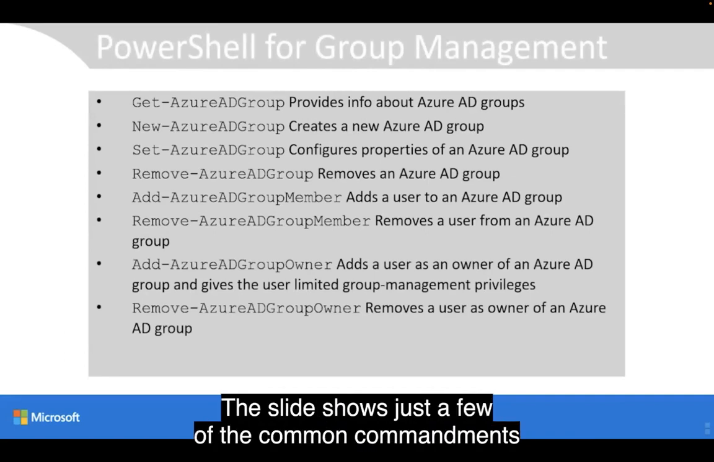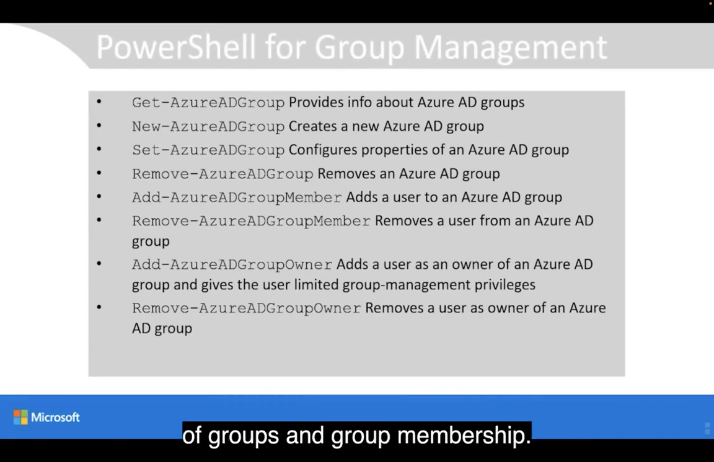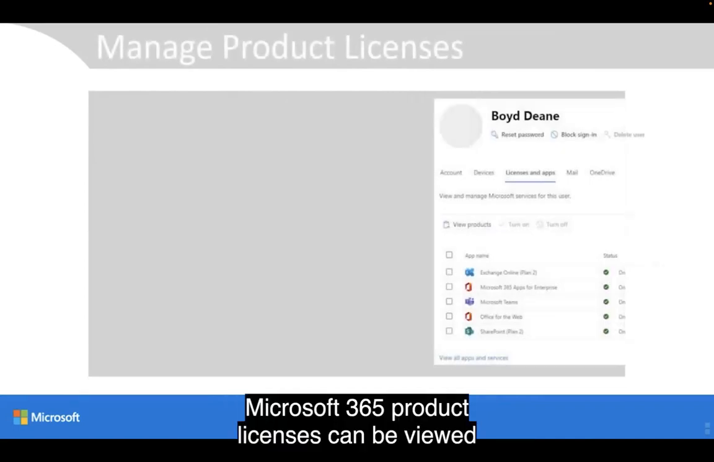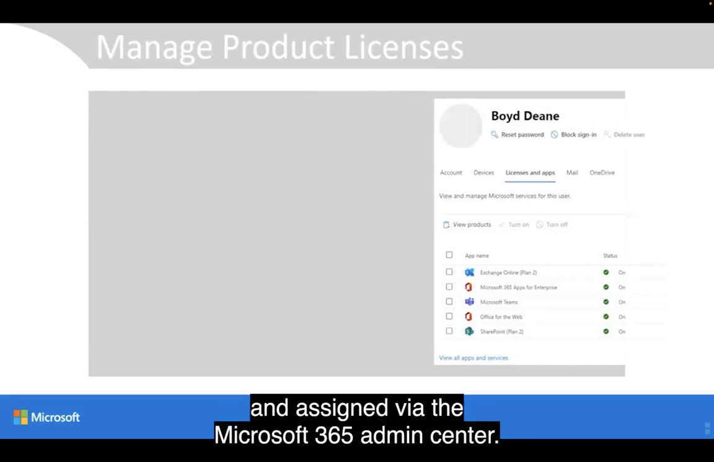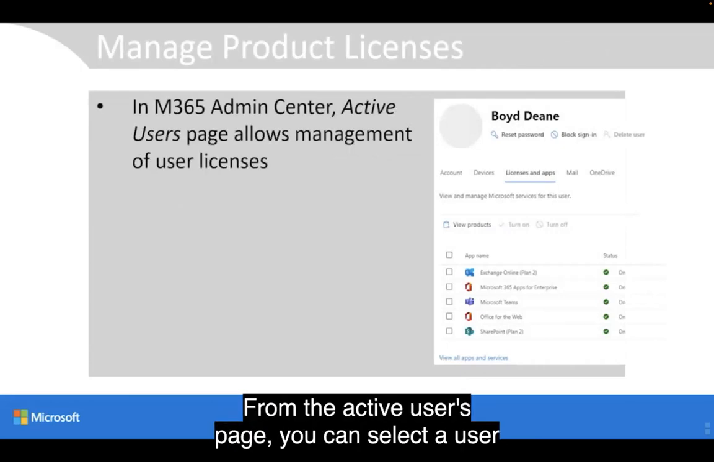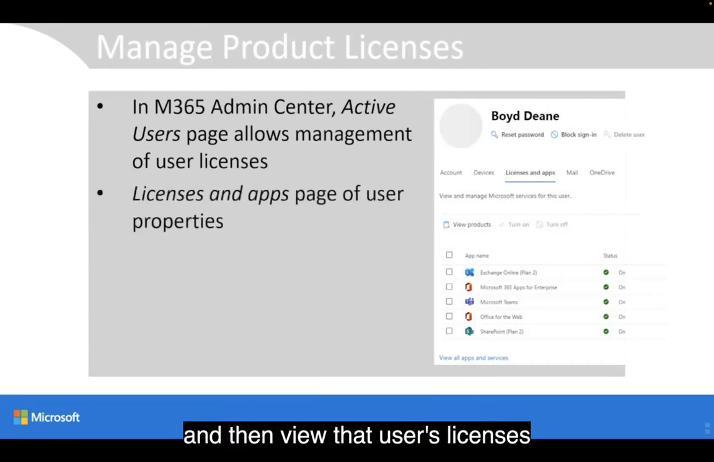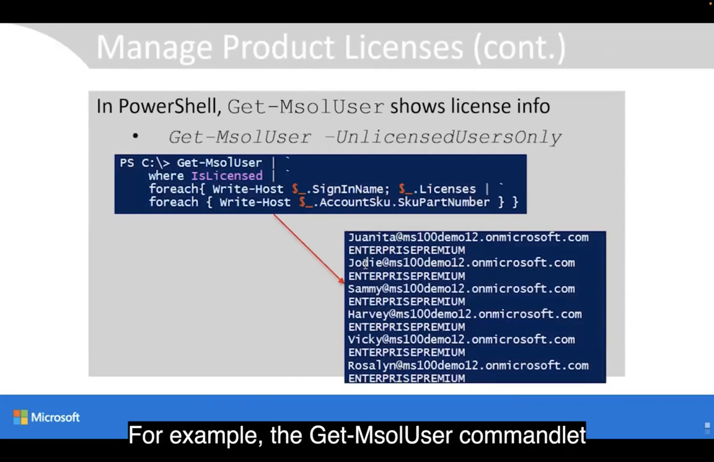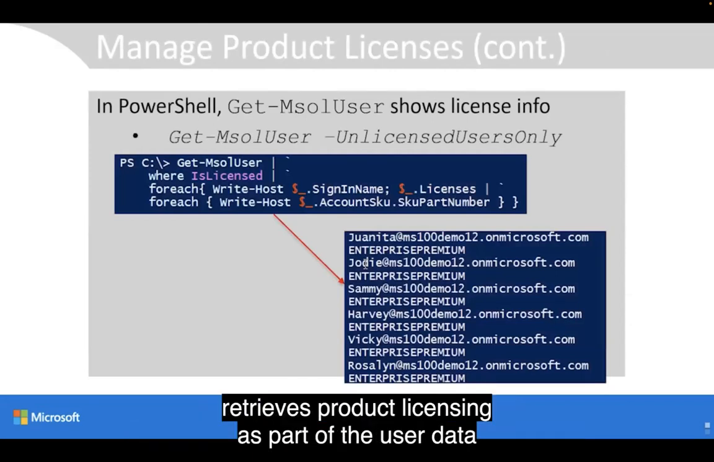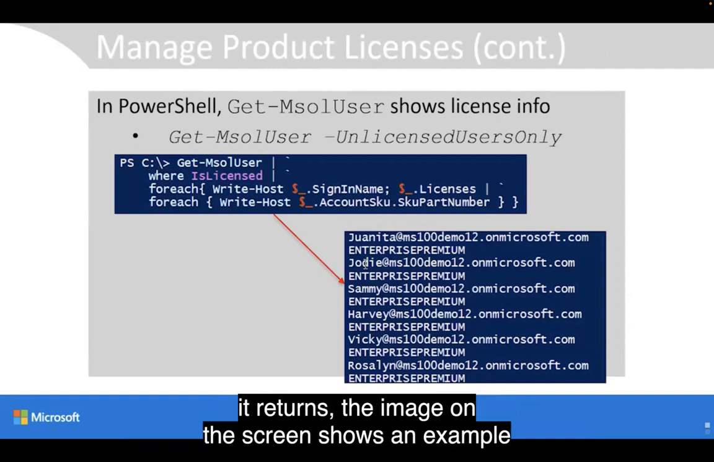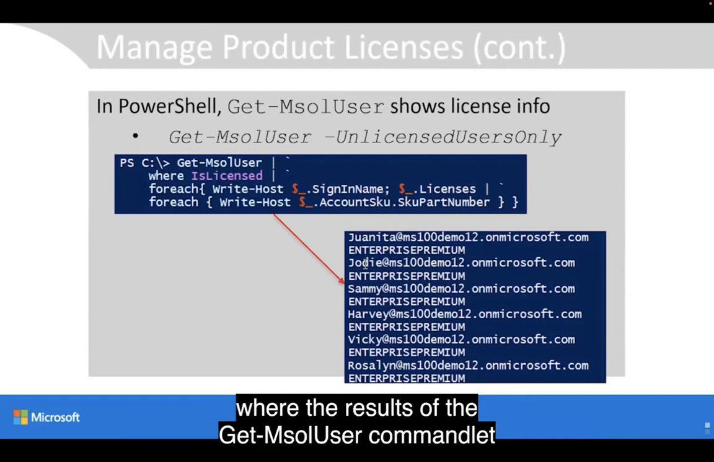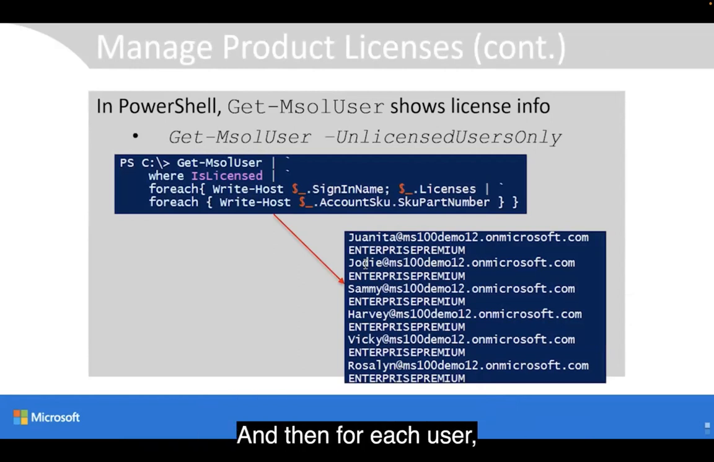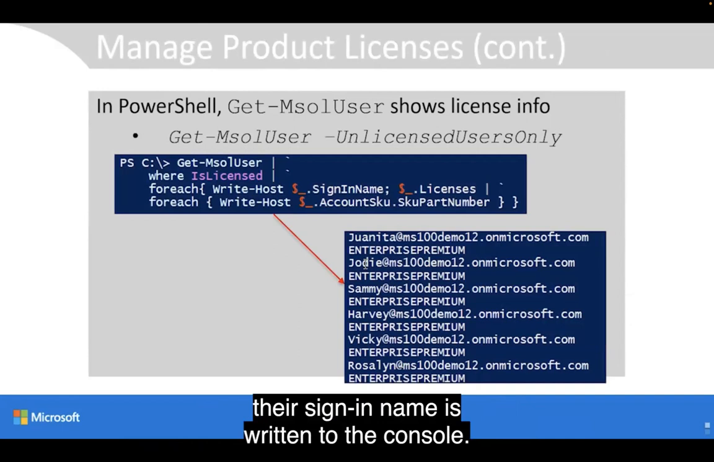The slide shows just a few of the common commandlets that allow for repeatable, script-based management of groups and group membership. Microsoft 365 product licenses can be viewed and assigned via the Microsoft 365 Admin Center. From the Active Users page, you can select a user and then view that user's Licenses and Apps page to see which products that user is licensed for. Licensing information can also be managed with PowerShell. For example, the Get-MsolUser commandlet retrieves product licensing as part of the user data it returns. The image on the screen shows an example where the results of the Get-MsolUser commandlet are filtered for only licensed users, and then for each user, their sign-in name is written to the console, their licenses are enumerated, and each license SKU is written to the console.